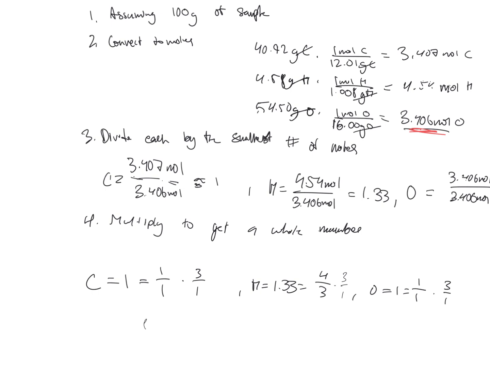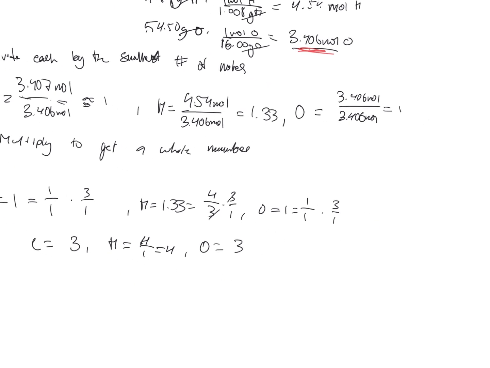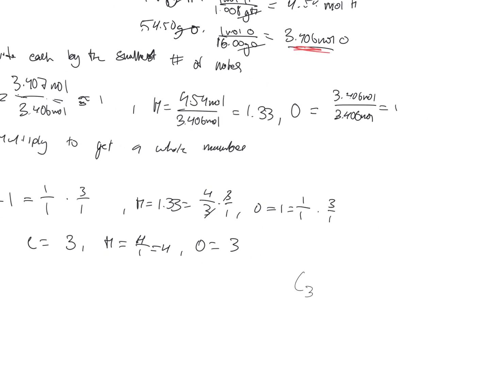And what we get here for carbon is 1 over 1 times 3 over 1, which is 3. For hydrogen, 4 over 3 times 3 over 1, the 3's cancel out. It is 4 over 1, which is also equal to 4. And same thing for oxygen, it would equal 3. And so our empirical formula for ascorbic acid would be C3H4O3. So this is the simplest form of the molecular formula of ascorbic acid.